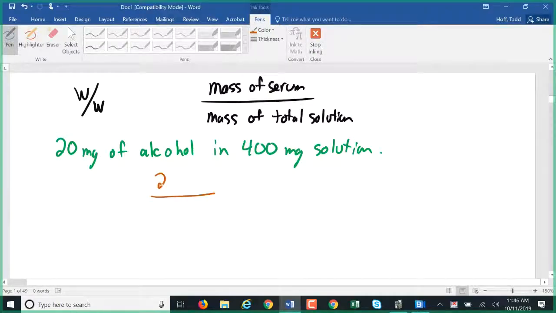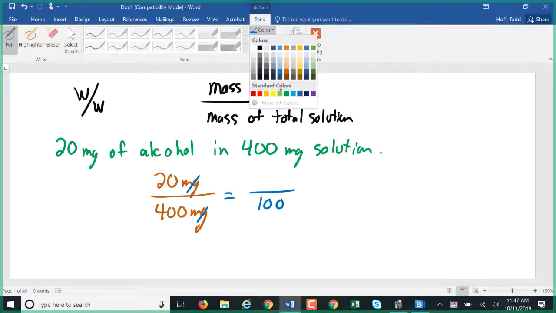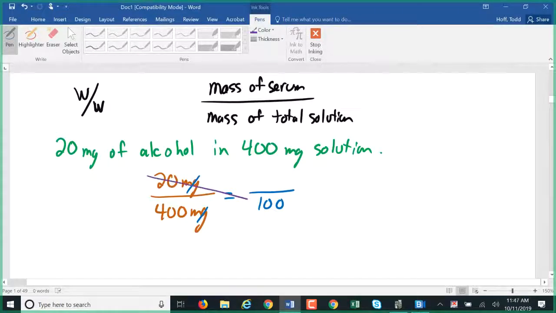Concentration is serum, which is the alcohol, 20 milligrams, over the total solution, 400 milligrams. Cross off the milligrams. First, equal to blank over 100, find the percent. 20 times 100 divided by 400 is 5. That's a 5% solution.